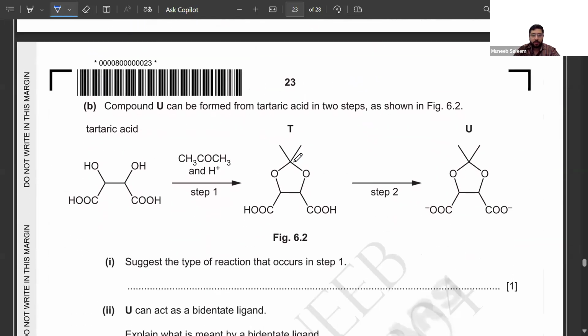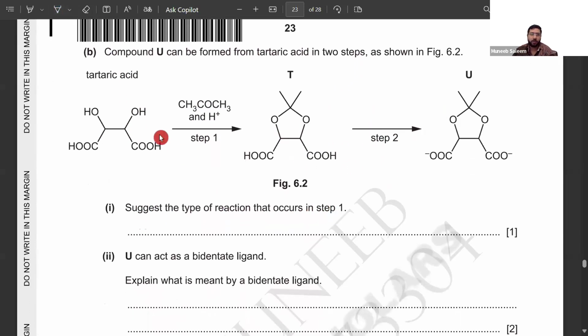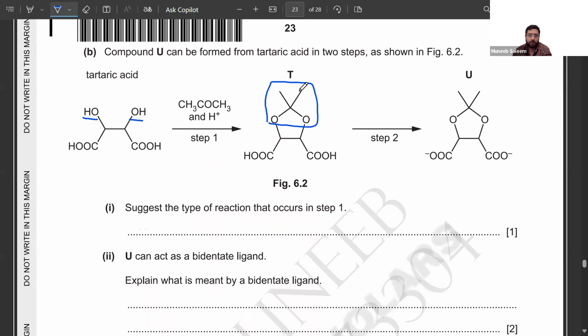And then the next part, compound U can be formed from tartaric acid in 2 steps, as shown here. Tartaric acid reacts with this propylamine and hydrogen ion to make this compound. So, state the type of reaction that occurs in step 1. So step 1, we can see here that we have OH over here, OH over here, but here we have this type of compound. We can clearly see that this part is coming from the propylamine over here.